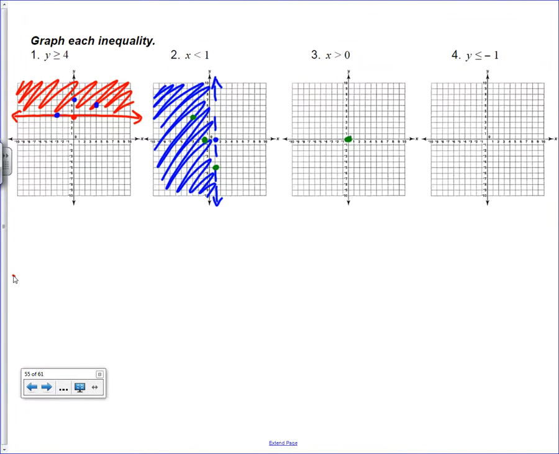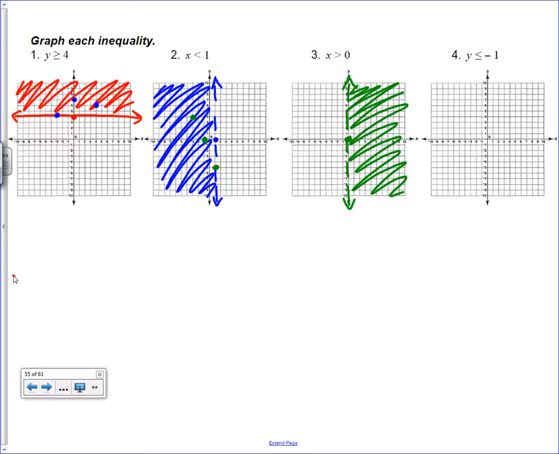Solid or dashed for this line? Dashed. That says greater than 0. Should I shade to the left or to the right of that? To the right. Hey folks, is 0, 0 a solution? It is not because that line is dashed. It is not included. How are we doing so far? Good? Okay, number 4 there.